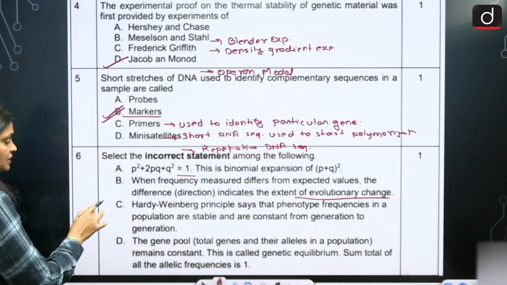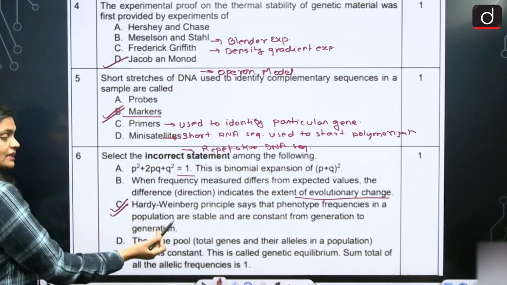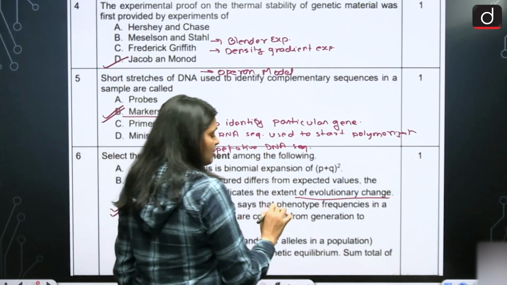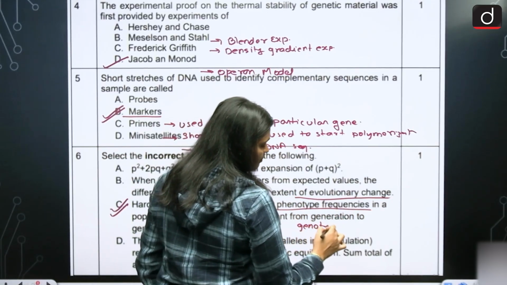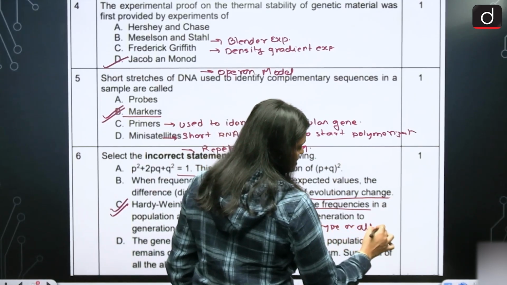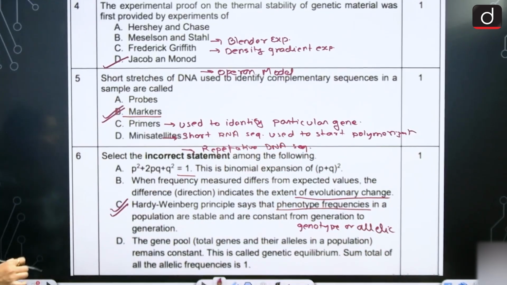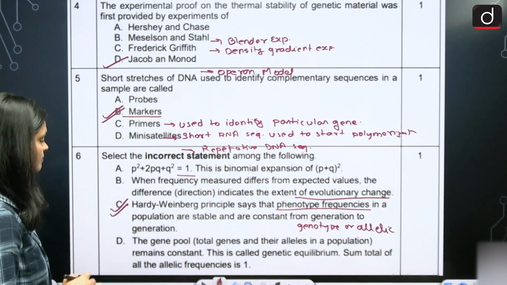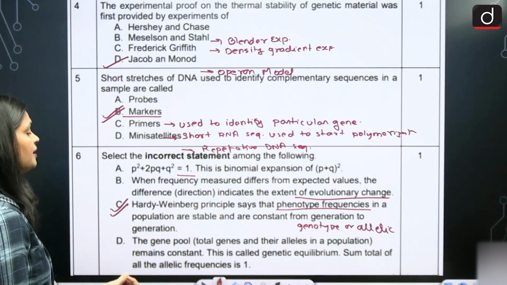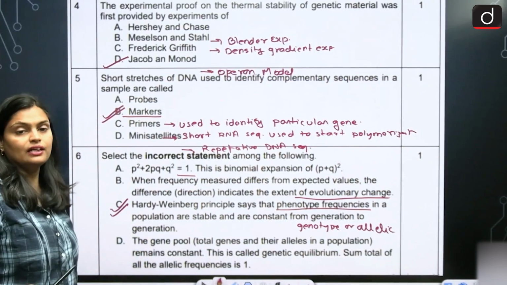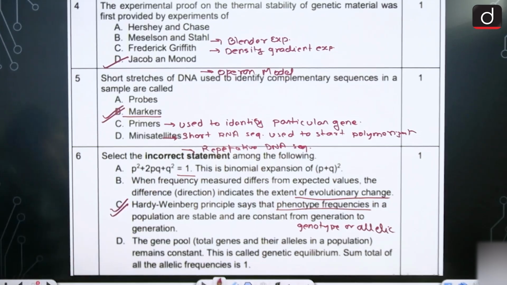Hardy-Weinberg principle says that phenotype frequency in a population are stable and are constant from generation to generation. So this is wrong, right? You have to select the incorrect. So this is incorrect because Hardy-Weinberg principle says genotype or allelic frequency, not phenotypic, should be constant. Okay. The gene pool, which is the total genes and alleles, remains constant. So ये भी correct है. So here the incorrect statement is your third one.